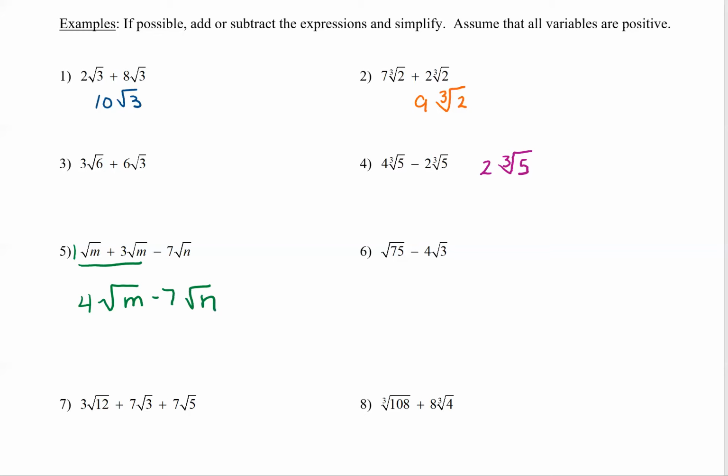Now number 6 can be simplified. Square root of 75, we need to simplify that. So that's 25 times 3, 5 times 5 times 3. So that simplifies into 5 square root of 3. And then we have minus 4 square root of 3. Same index, same radicand. 5 minus 4 is 1. So our answer is square root of 3.